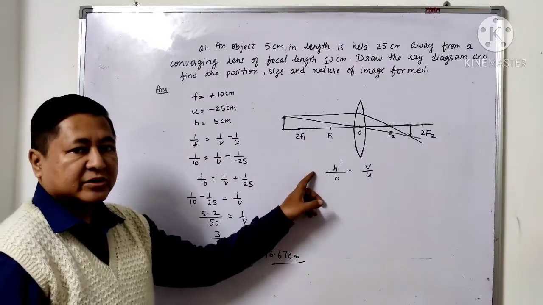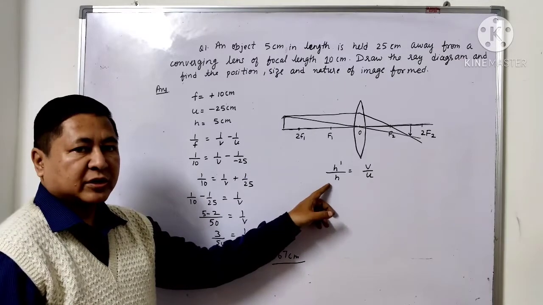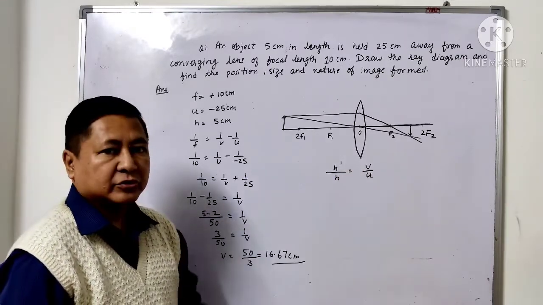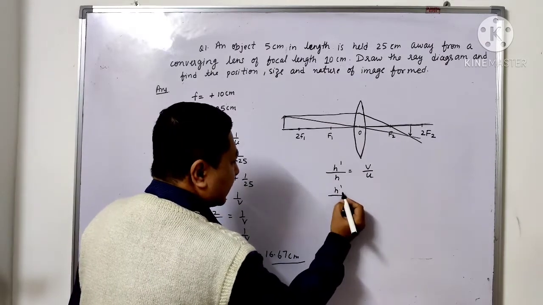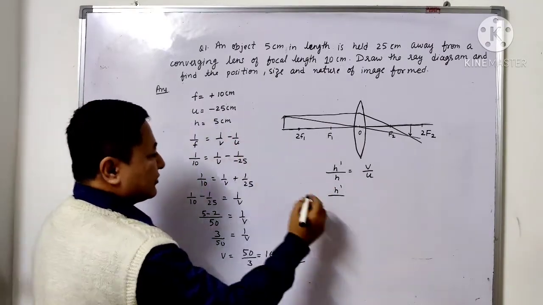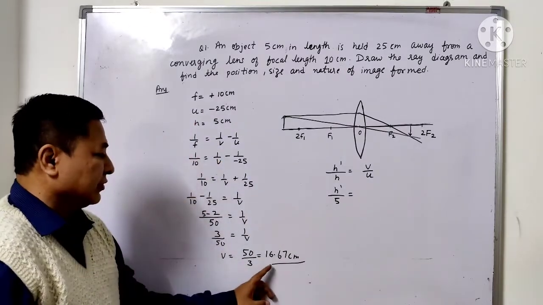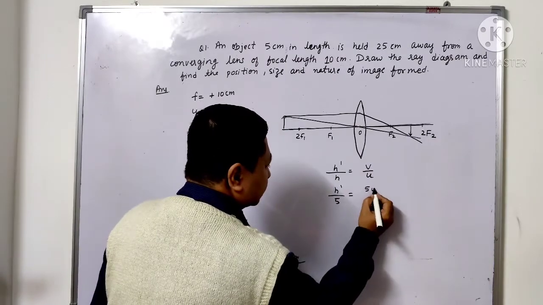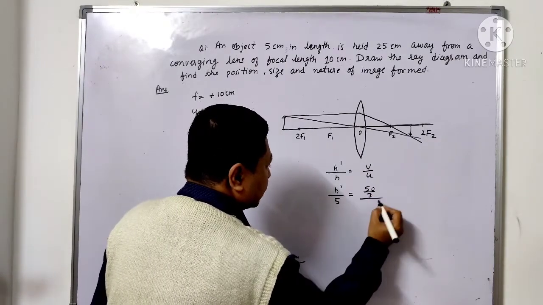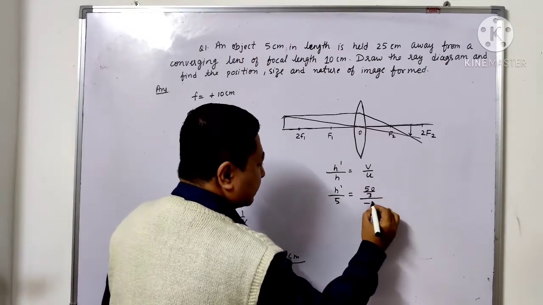So h dash upon h is the ratio of the height of the image to the height of the object, and the formula is v upon u. Now h dash we have to find. h is given in the question, 5 centimeter, is equal to v. v we will take as 50 upon 3 upon u. u is minus 25 centimeter.